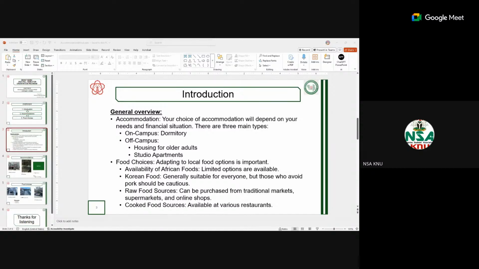Basically, for a student, we have categories of accommodation. Number one, we have on-campus accommodation, which is the dormitory. A dormitory is like a hostel in Nigeria. One thing to understand is that there is a contract term. Once the school session is over, your payment has expired. One advantage is that you have access to some of these facilities.